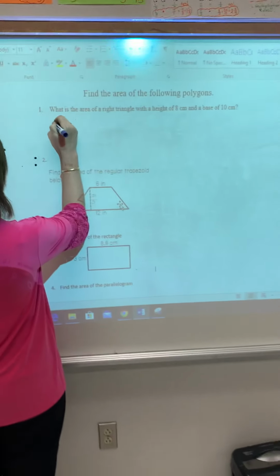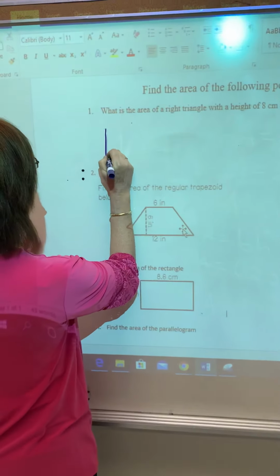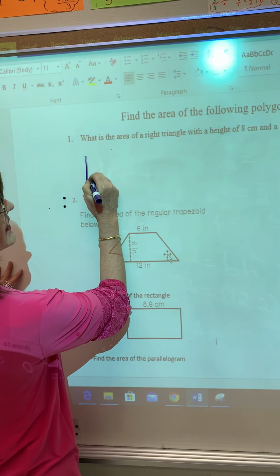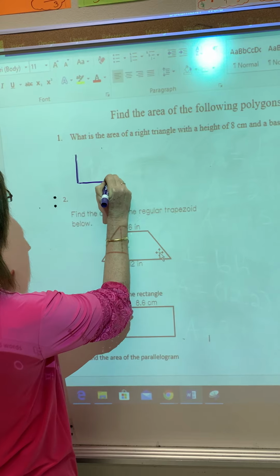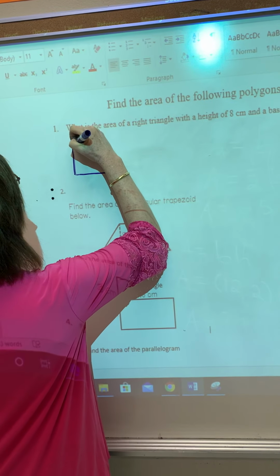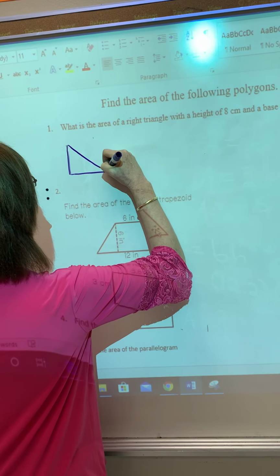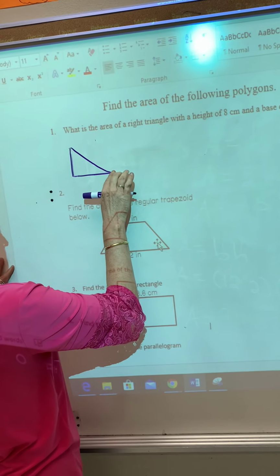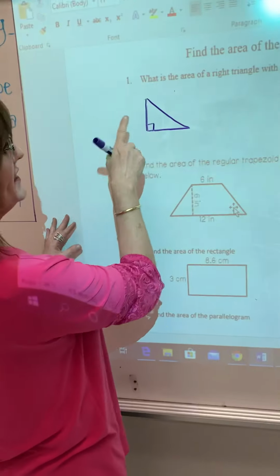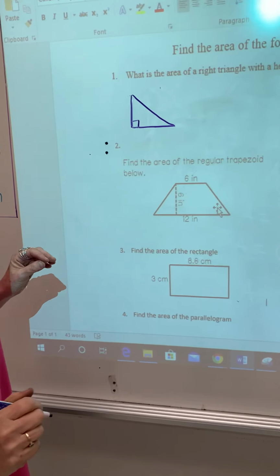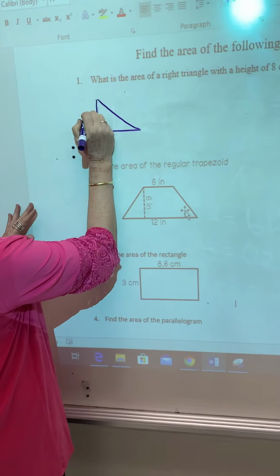A right triangle is going to have this straight side here, and it says that it has a height of 8 centimeters and a base of 10. That means the base is a little bit longer. So let me connect those together. And right triangles are shown by putting a square there showing a 90-degree angle. So I have a right triangle, the height is 8 centimeters.